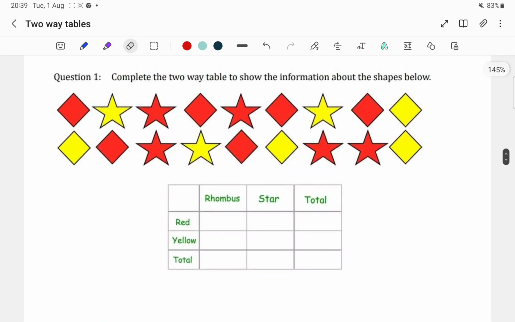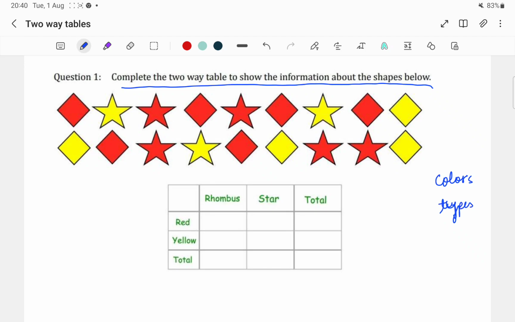In this part I will be discussing how to draw them and how to fill in the values. Now we have been given this information. This is a very basic example. Complete the two-way table to show the information about the shapes below. Here, if we see the shapes, there are different types of shapes and colors. So there are two things, colors and types of shapes.